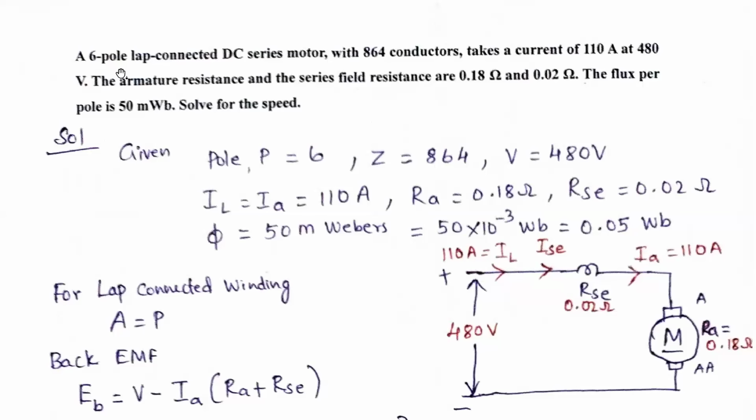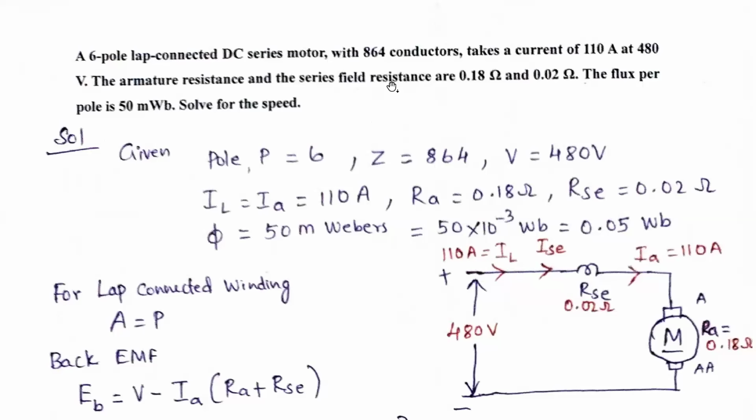Okay. So, what are all the given things? First, poles is given. Poles P is equal to 6. And the conductors are given. That is Z is equal to 864 conductors. And the terminal voltage is given, that is 480 volts, and it takes the current of 110 amperes. Takes the current of 110 amperes means that is the load current. Load current is also given, that is 110 amperes. So in series motor, load current is equal to armature current.